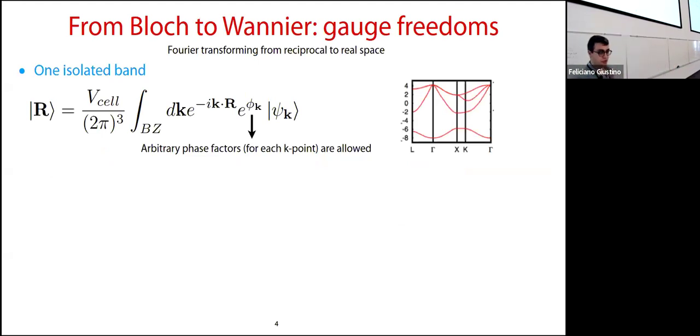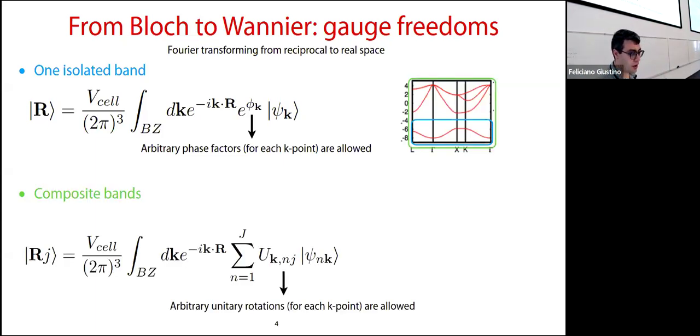If you remember, Nicola showed you that the key concept behind Wannier functions is the gauge freedom. What we are doing here is essentially a Fourier transform from Bloch states in reciprocal space to these Wannier functions in real space. The key aspect is that you have a freedom in choosing the gauge. So you have a phase factor in front of your Bloch state that you can change. This would be for one isolated band, for instance these bands here that I'm highlighting with a blue rectangle. And if you have multiple bands, so you have composite bands.